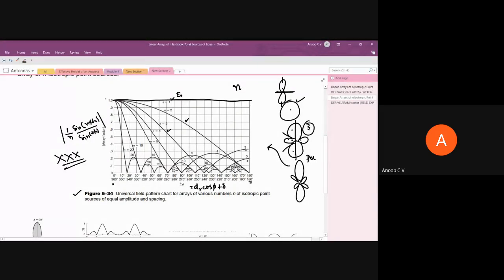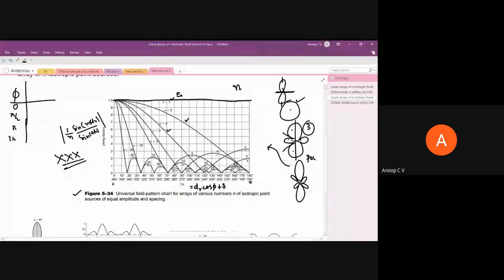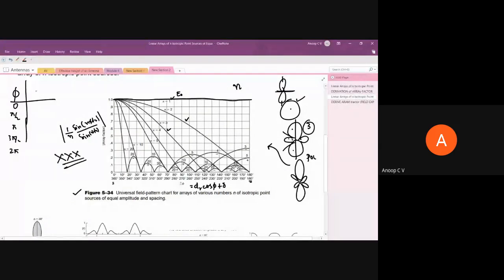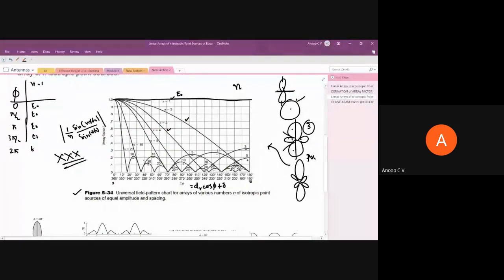Because in polar, if I'm plotting a graph, phi equal to 0, pi by 2, pi, 3 pi by 2, and 2 pi, for all values, for n equal to 1, it will be E naught everywhere. So when you plot it, for phi equal to 0, it will be E naught. If I normalize it, it will be equal to 1.